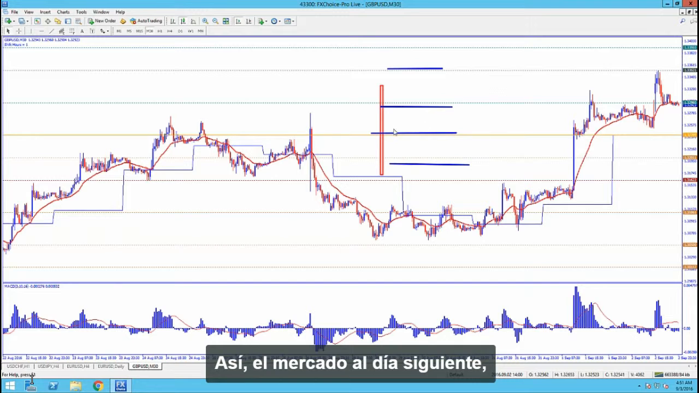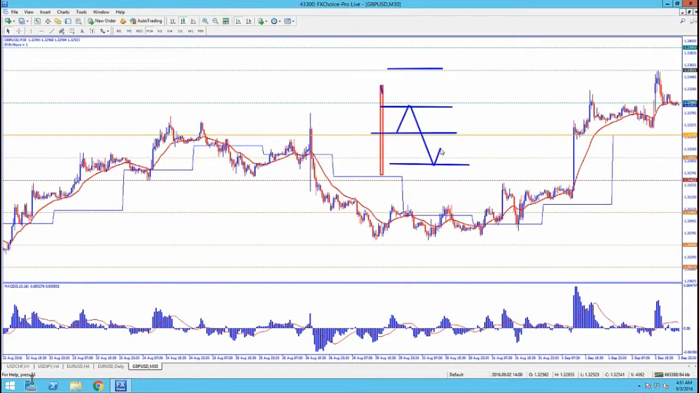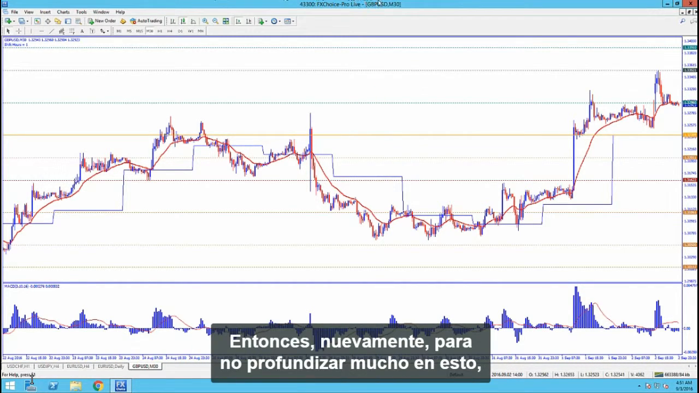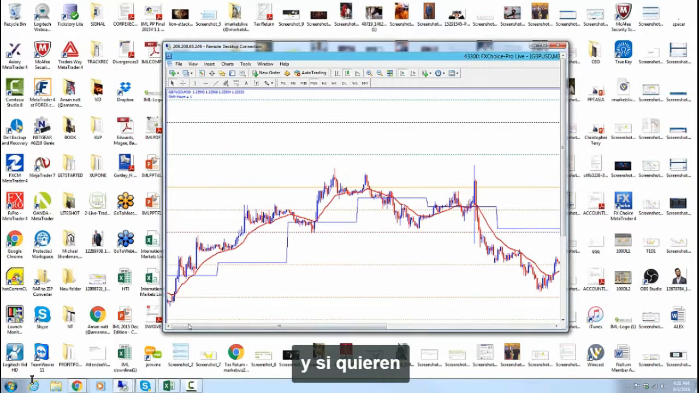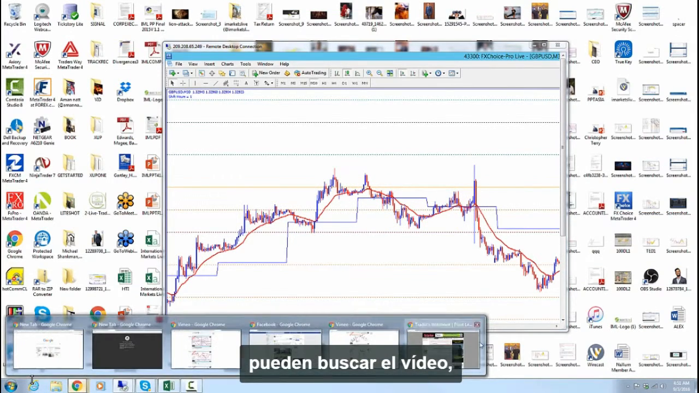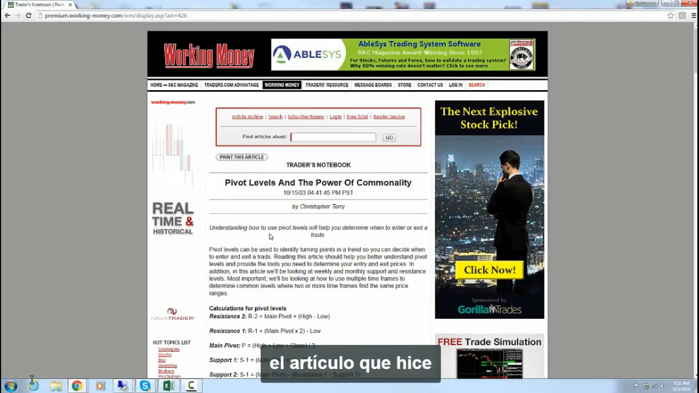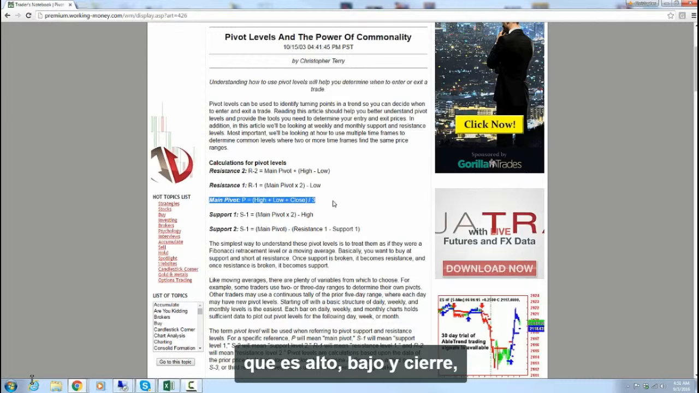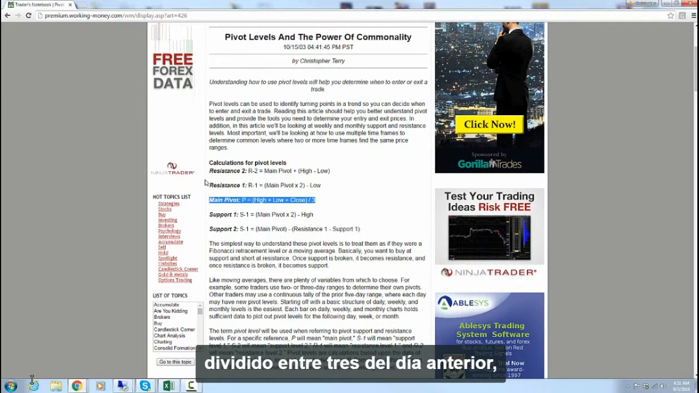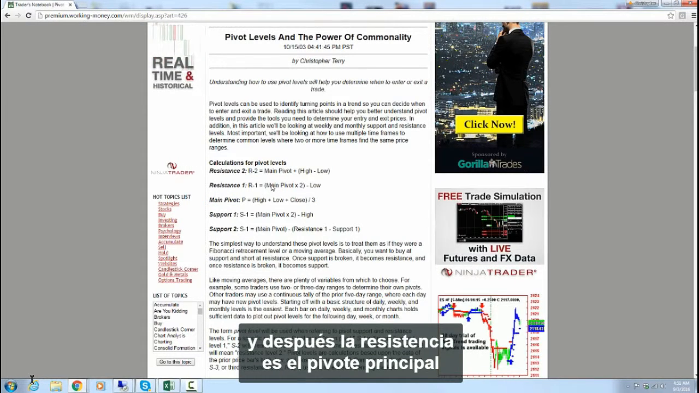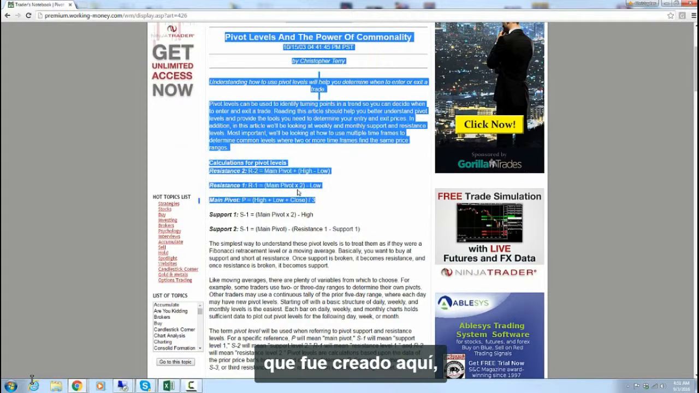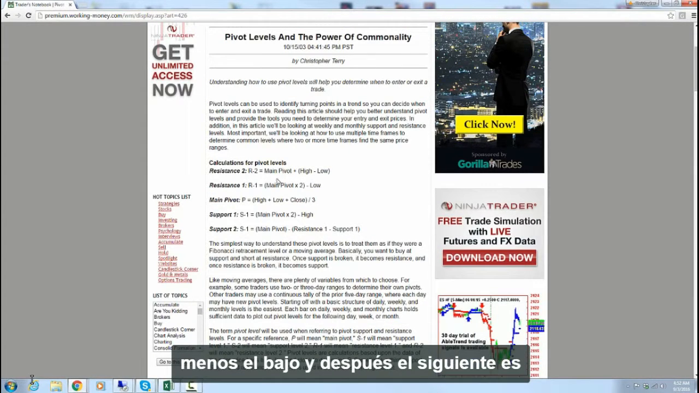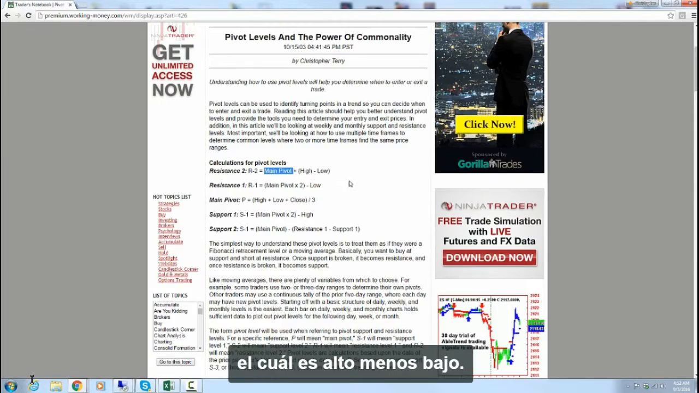So the market the next day, the following day, would adhere to these levels. Okay, so again, not to get too deep into it, if you want, you can research the article I've done, where you have the main pivot, which is high, low, and close divided by 3 from the prior day. And then resistance is the main pivot, which was created here, minus the low. And then the next one is the main pivot, which is high minus low.